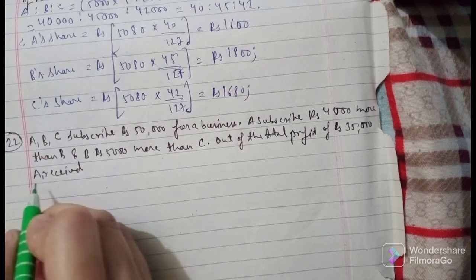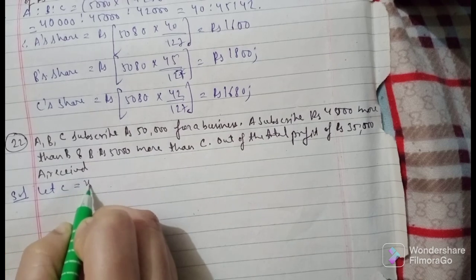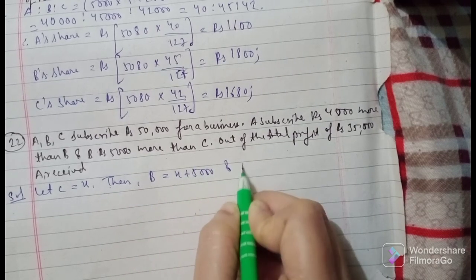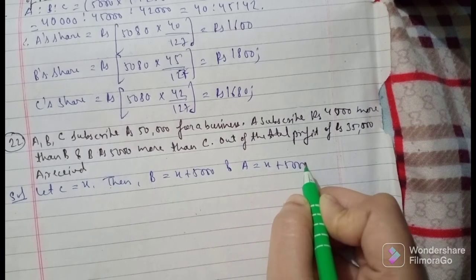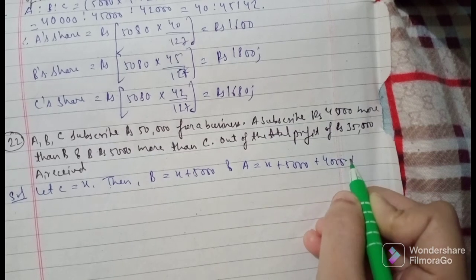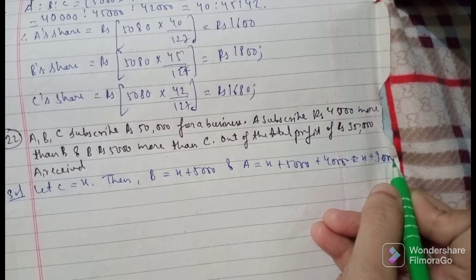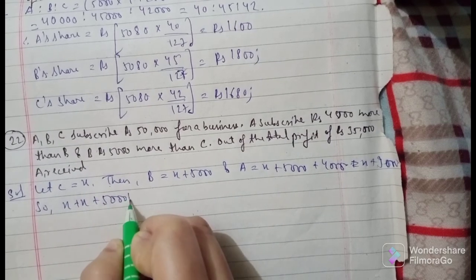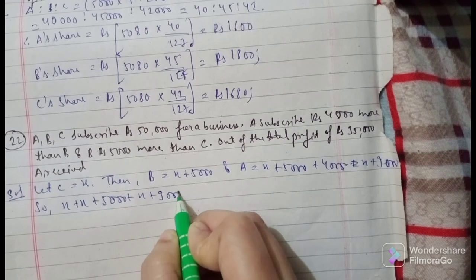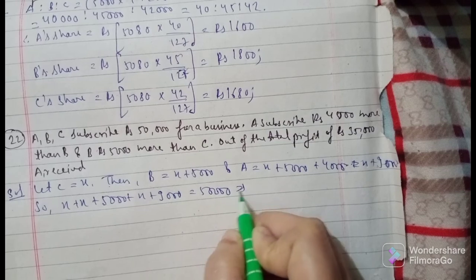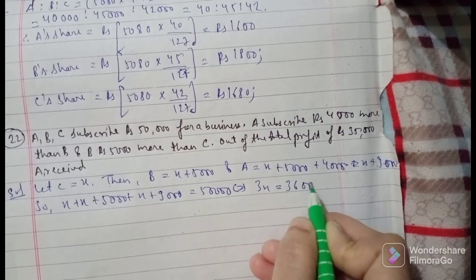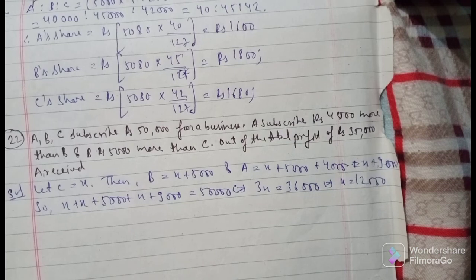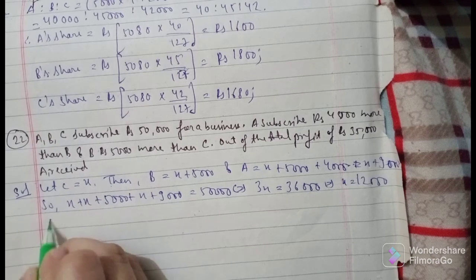So let C equals X, then B equals X plus 5,000, and A equals X plus 5,000 plus 4,000, that is equals to X plus 9,000. So X plus 5,000 plus X plus 9,000 equals 50,000. Further, 3x equals 36,000 and x equals 12,000 here.